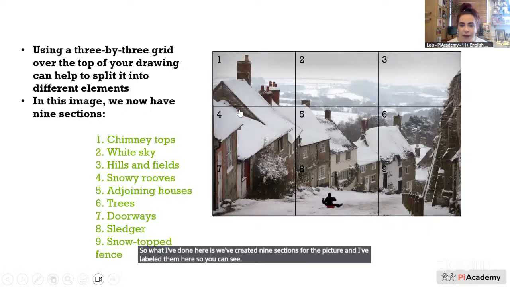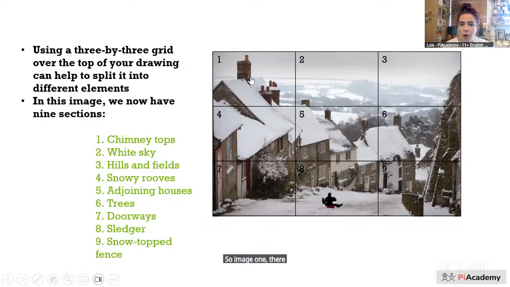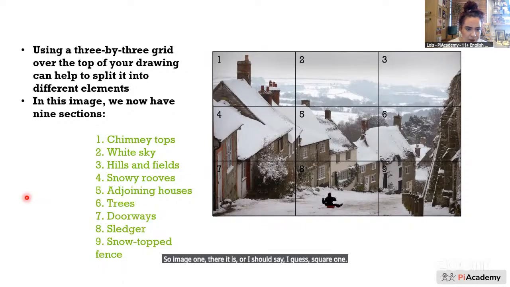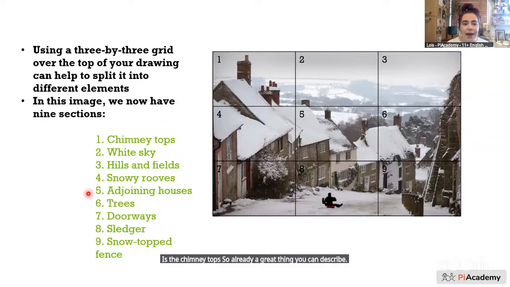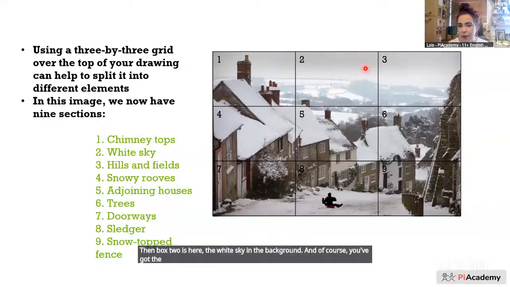So square 1 there is the chimney tops. So already a great thing you can describe. Then box 2 is here, the white sky in the background. And of course, you've got the hills as well, but I think we would primarily focus on the sky there.